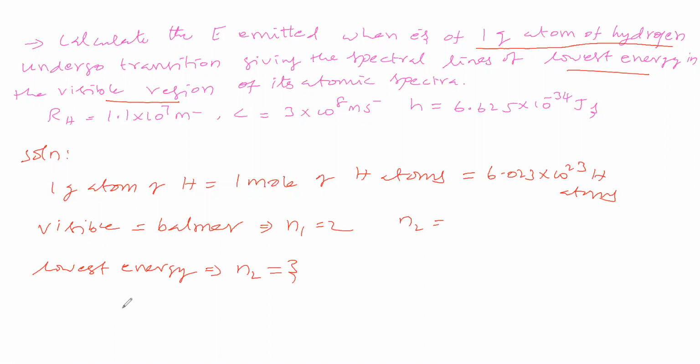Energy emitted in the sense we will take Rydberg's formula. Rydberg's formula is 1 by lambda is equal to RH into Z square into 1 by n1 square minus 1 by n2 square. It is for one atom. Now for how many atoms do you have to calculate? For 1 mole of atoms, for Avogadro number of atoms. So we have to multiply this with Avogadro number. Therefore 1 by lambda is equal to RH into Z square into 1 by n1 square minus 1 by n2 square into Avogadro number.